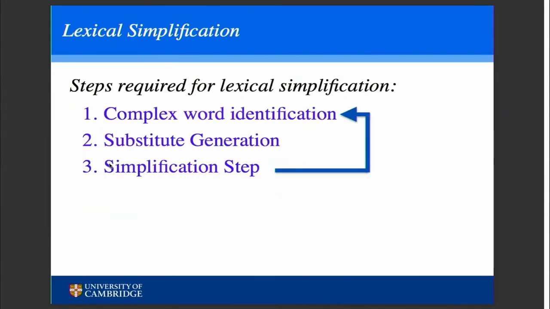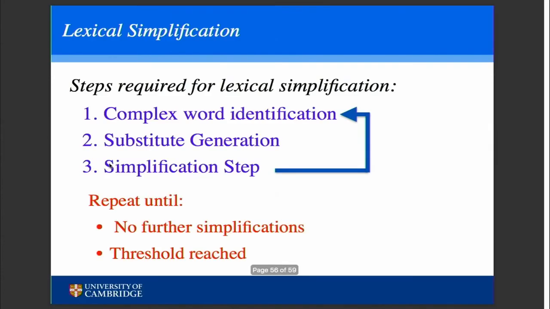And once we've done this, we then start completely again at the beginning of the pipeline, and we recheck the complexity of the words. And this is quite a key point, because we know that the very act of making a substitution within this text is going to change the perceived complexity of all the other words. So we do it in this stepwise way because the context really makes a massive difference on the overall perceived complexity. And we'll carry on performing these lexical simplifications until one of two things: either no further simplifications can be made, or a particular threshold has been reached.